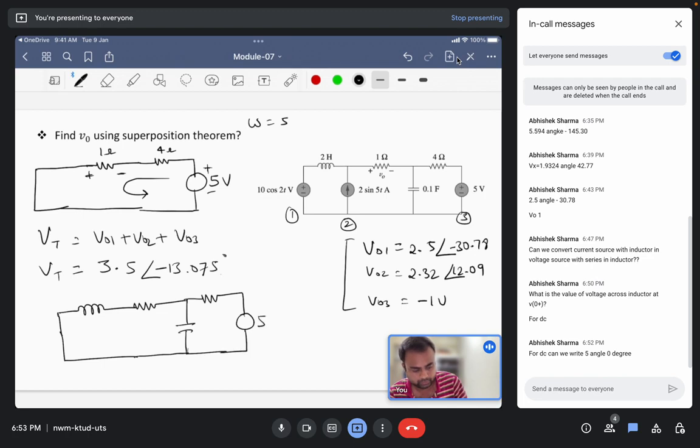So the circuit will look like this: 4 ohm, 0.1 farad, 1 ohm, and the inductor is 2 ohm. Now we have to take the Thevenin's equivalent for the inductor. So we will just open circuit this portion, and at this junction we have to calculate the R equivalent and the C, and since this is an RLC case, again we have to calculate.